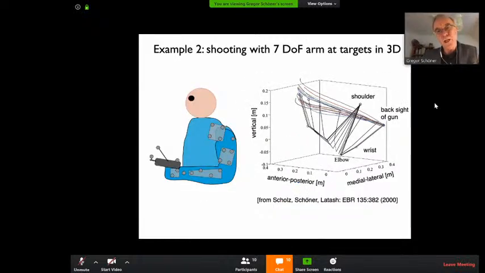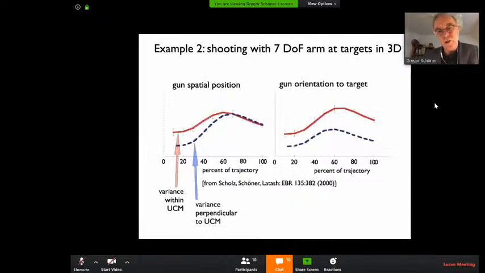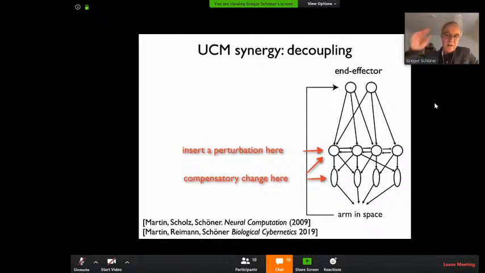And in shooting, some of you know that work that was done in Mark's lab by John Schultz. There you find it's not the gun spatial position that captures that difference, but it's the gun orientation to the target that's relevant for the task. We have a lot more variance that keeps the gun orientation to the target invariant than variance that doesn't. So how can one understand that? So the forward structure is not enough, right? But the forward structure is true from some other evidence.